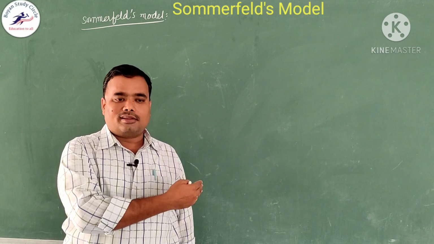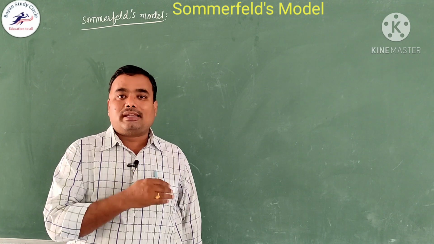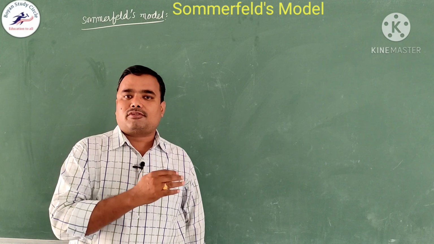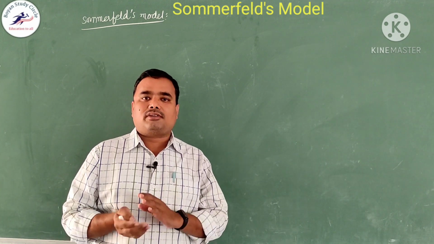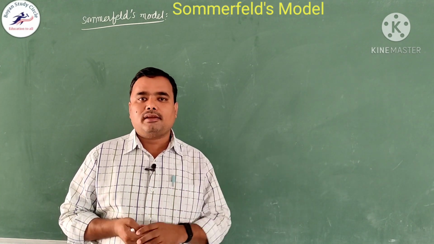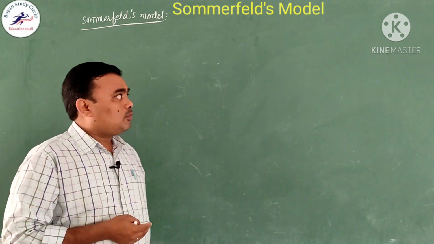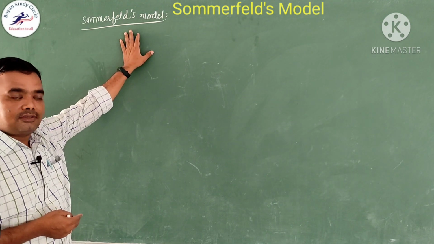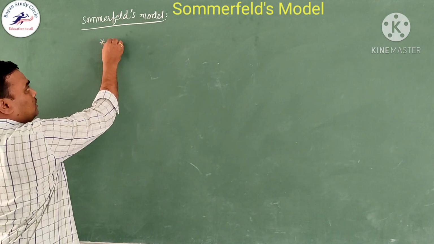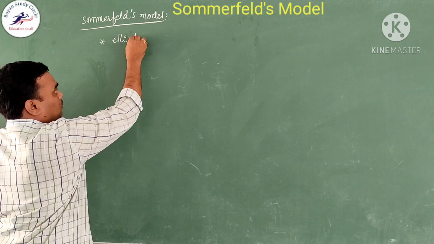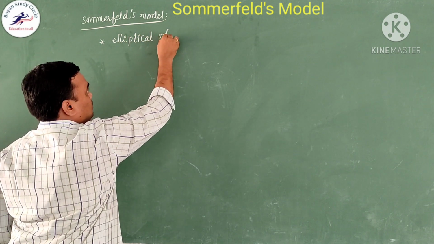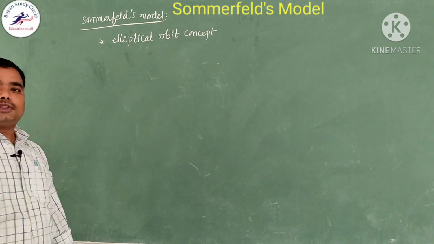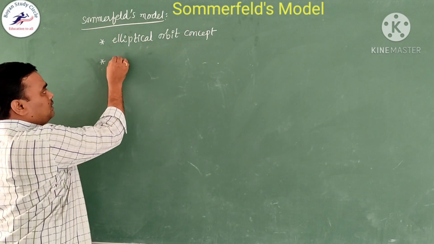So, there were some drawbacks, that is splitting of spectral lines when the spectrum is recorded in the presence of magnetic field or electric field. This was not explained by Bohr's model. So, for that Sommerfeld came forward to explain the splitting of spectral lines by introducing the elliptical orbit concept.